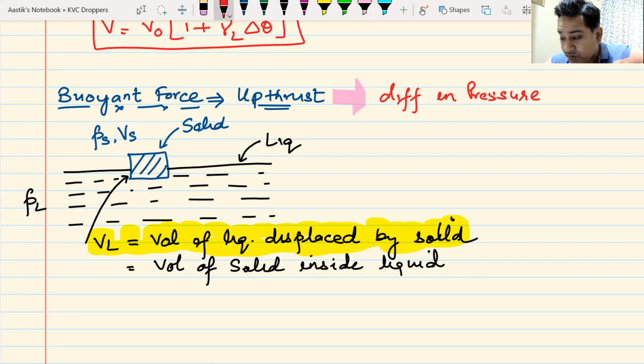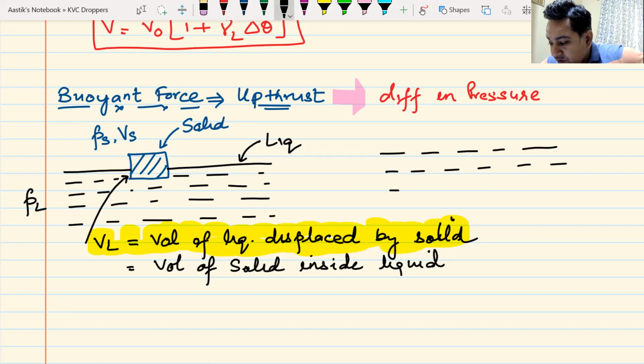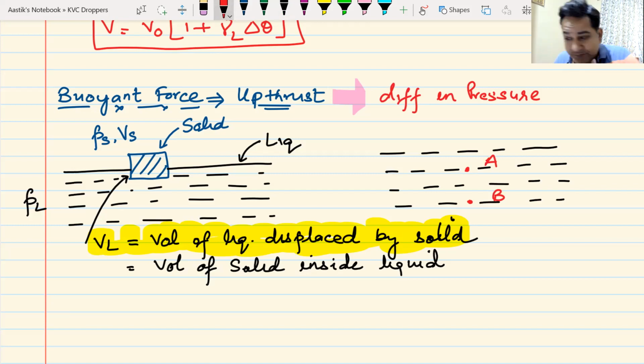You have to understand everything to give an answer, because you can give an answer without understanding anything, and then when a question comes in JEE, you will be caught. This is a liquid, and I take two points in the liquid, point A and point B. Which point will have higher pressure? B, because as you go deeper inside a liquid, the pressure increases. I'm not going to go into the proof. Yes or no?